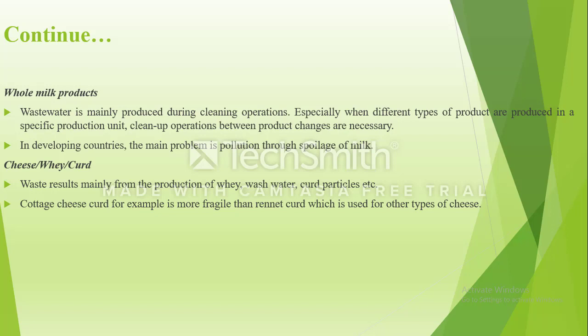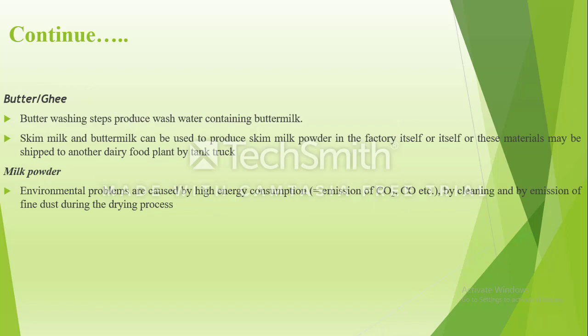Next one is cheese, whey, curd. Waste results mainly from the production of whey, wastewater, curd particles, etc. Cottage cheese curd, for example, is more fragile than rennet curd, which is used for other types of cheese. Next one is butter, ghee.